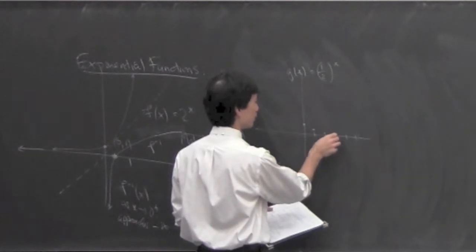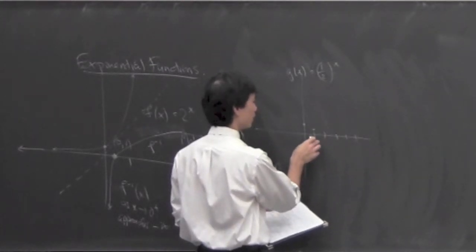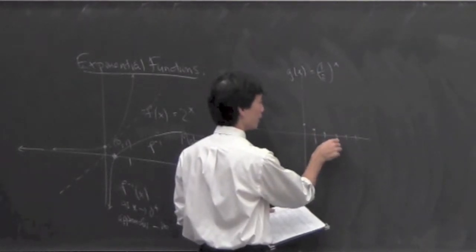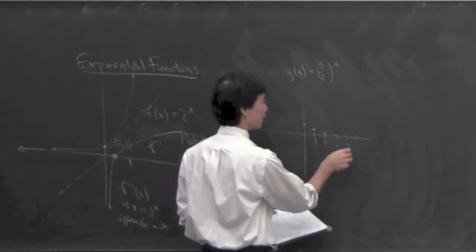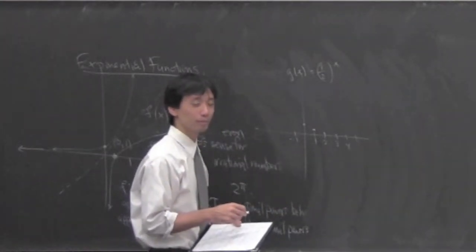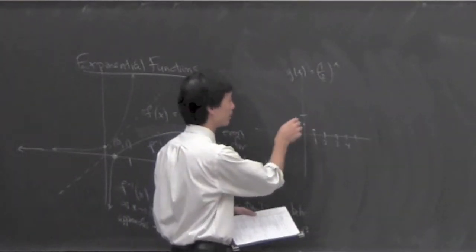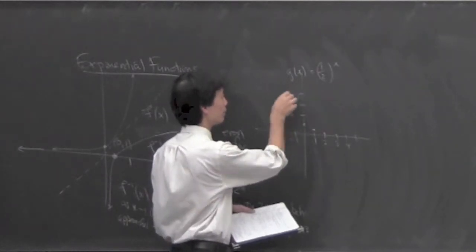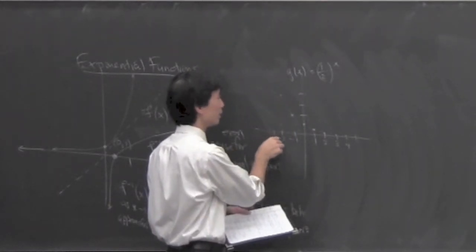It's never going to reach 0 because that's the asymptote, but it's going to look like it's about to reach 0. So at 1 it'll be a half, at 2 it'll be a fourth, 3 will be an eighth, and 4 will be a sixteenth. What about at negative 1? What will be the value? 2. Negative 2, 4. Negative 3.